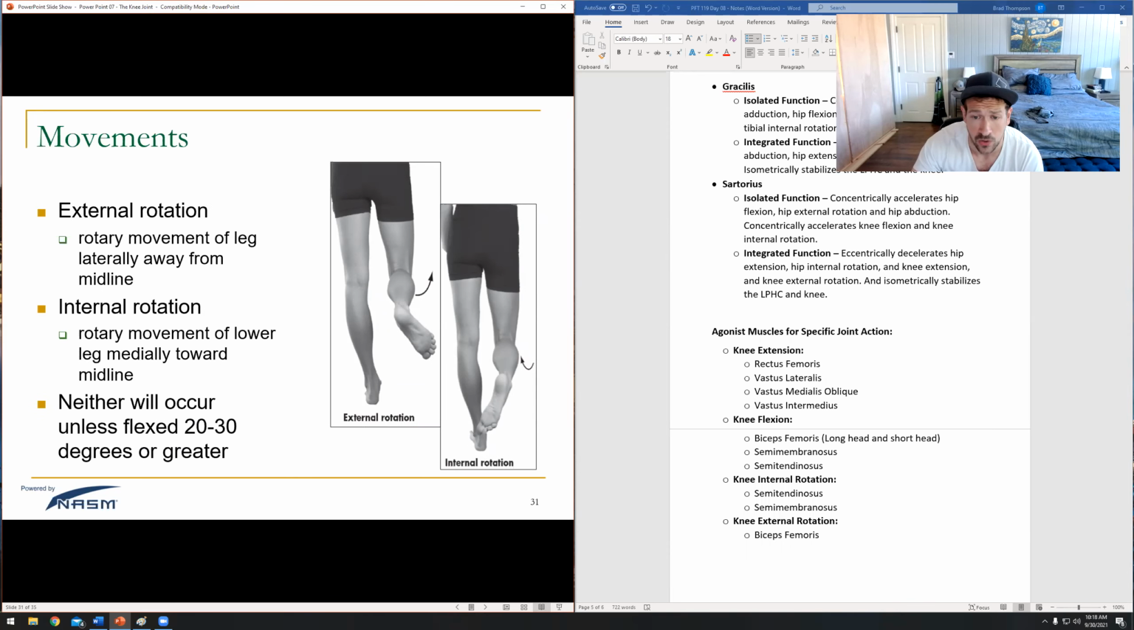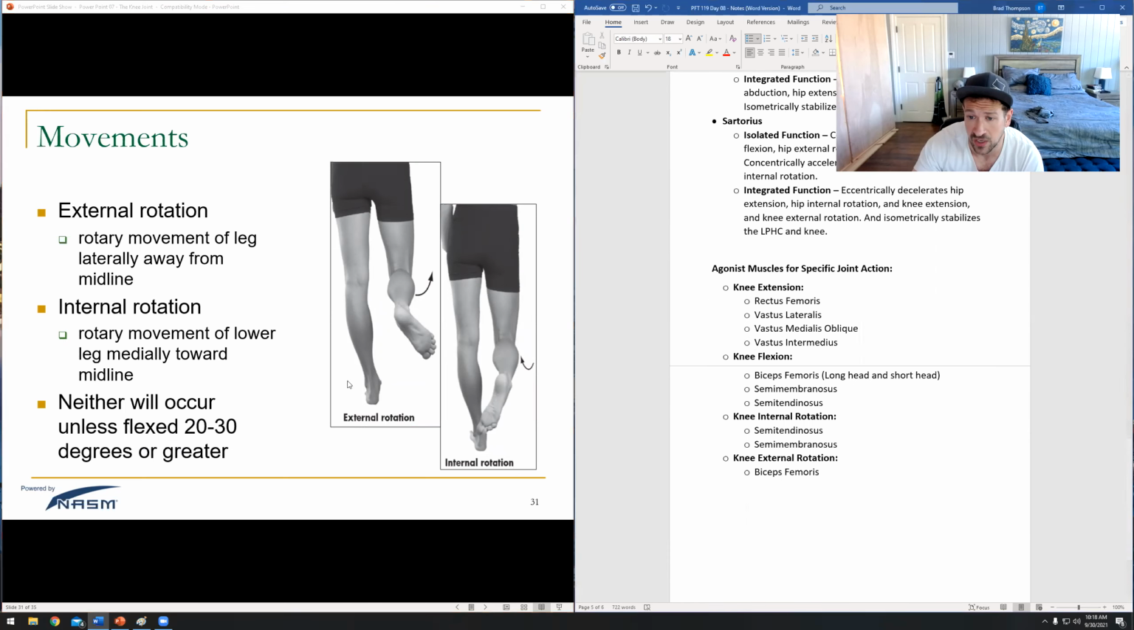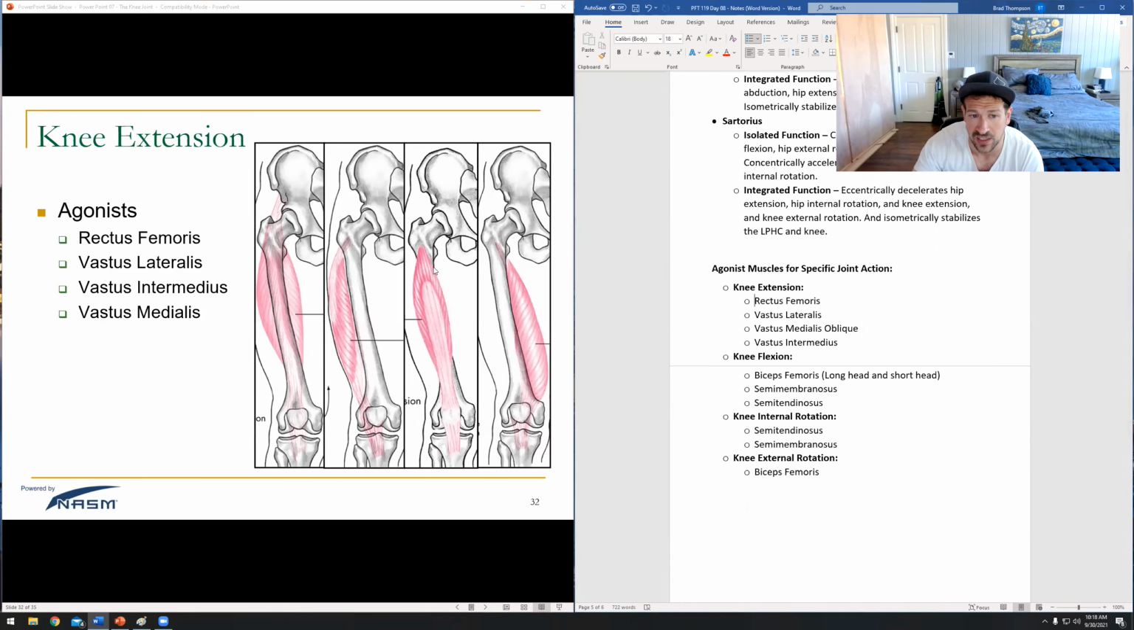Flexion, extension, external and internal rotation. That's it. So what does the extension? It's going to be the three vasti muscles. See how they start on the femur in all three versions. There's the lateral one, the vastus lateralis. There's the medial one, the vastus medialis oblique, or VMO, is what everybody will call it. And then there's the vastus intermedius, right? All three of those are your vasti muscles.